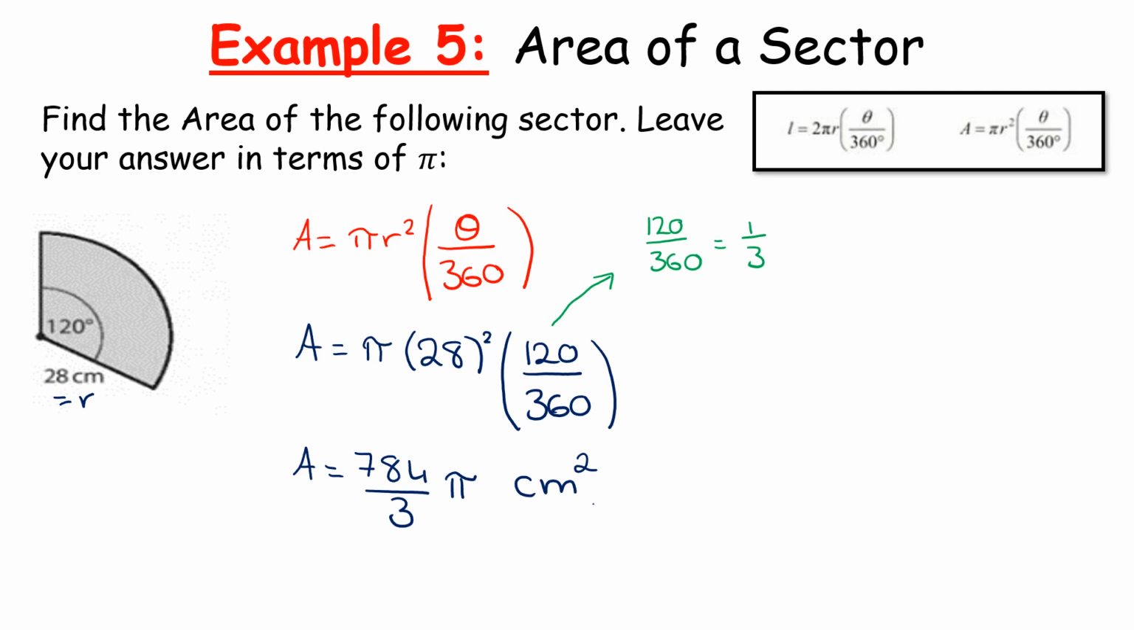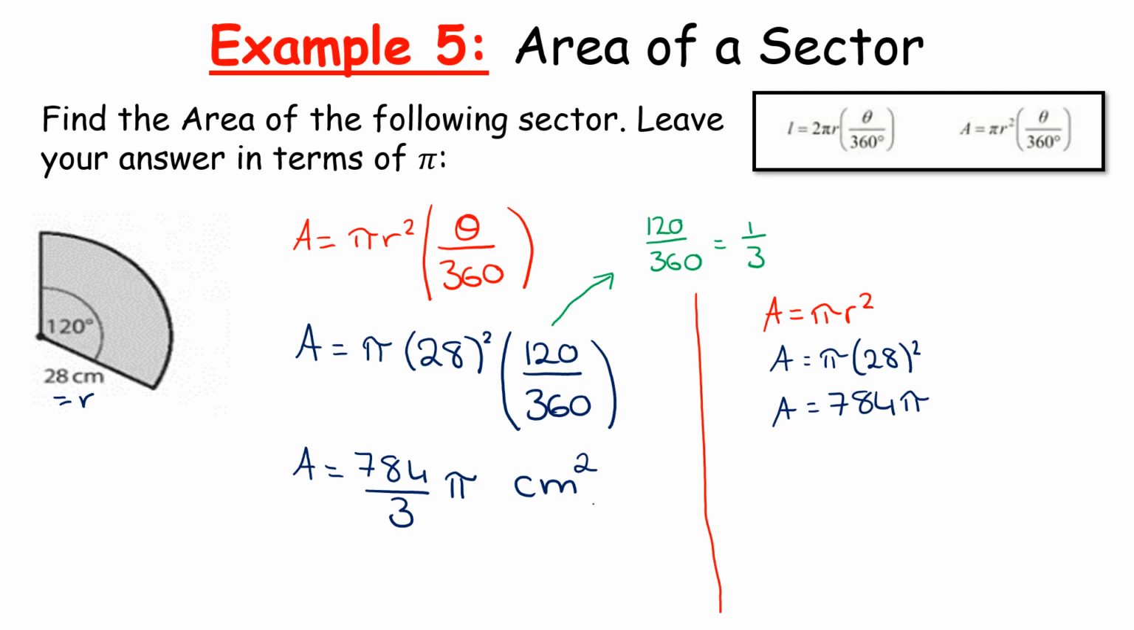If you wanted to work it using the area of a circle, so pi r squared, that would be pi by 28 squared. That gives us 784 pi. I'm not using my full circle. I only have a third of a circle. So my area of the sector is going to be 1/3 of 784 pi. And we end up with exactly the same answer.